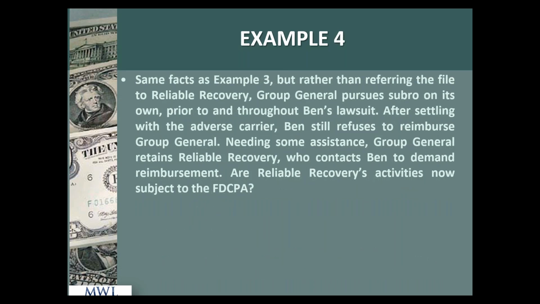You're not going to have the application of that act. So the same facts in this example, example number 4, but rather than referring the file to Reliable Recovery, Group General pursues subro on its own prior to and throughout Ben's lawsuit. After settling with the adverse carrier, Ben still refuses to reimburse Group General. Needing some assistance, Group General retains Reliable Recovery, who contacts Ben to demand reimbursement. Are Reliable Recovery's activities now subject to the FDCPA?